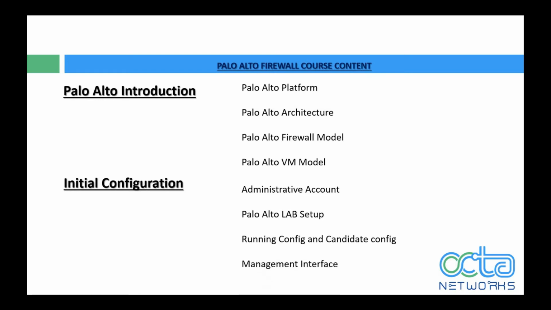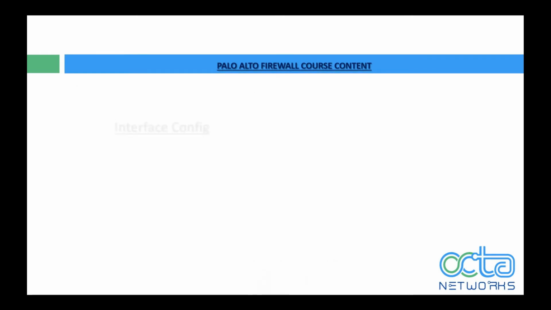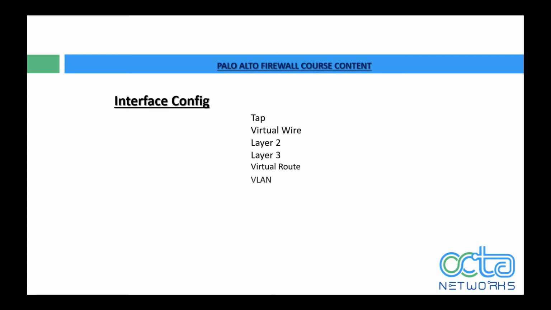Management interface. In this we are going to see how to access your firewall through the GUI and what permissions you can set on your firewall access. After that, admin log. Next is the interface configuration. In this we are going to see how to deploy your firewall as layer 2, virtual wire and layer 3. First of all we will start with tap mode deployment, virtual wire deployment, layer 2 interface deployment, layer 3 interface deployment, how to create a virtual router, VLAN configuration, and how to create a loopback interface.